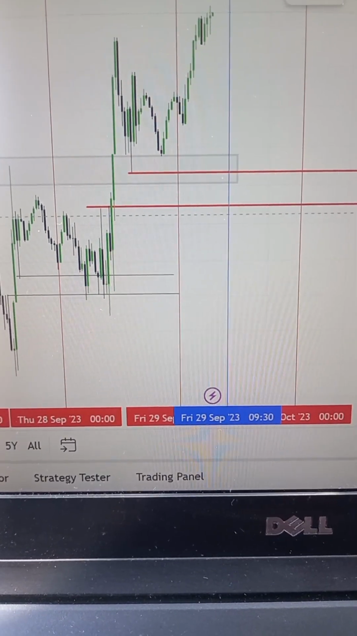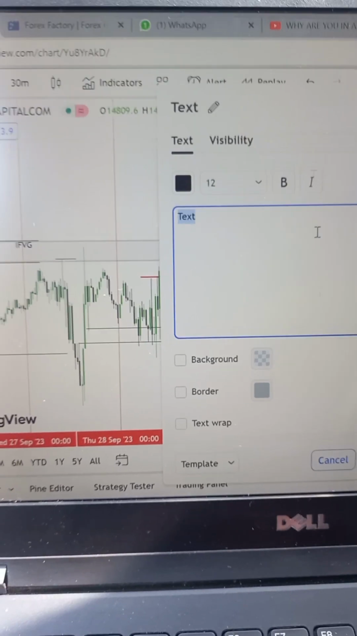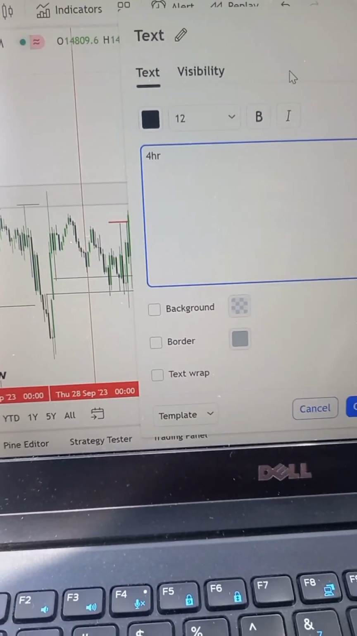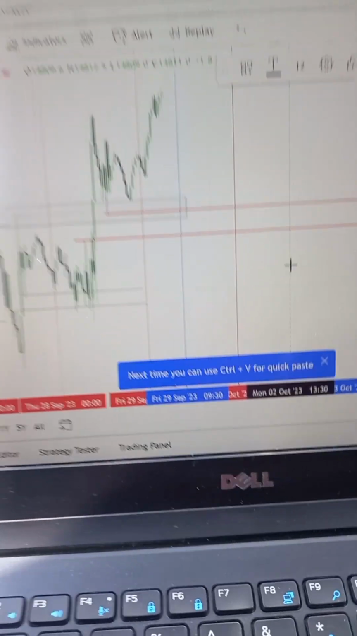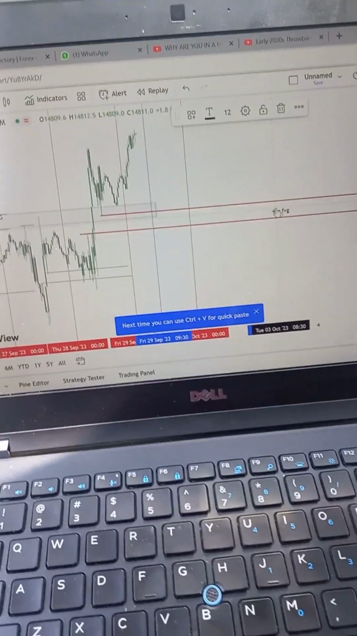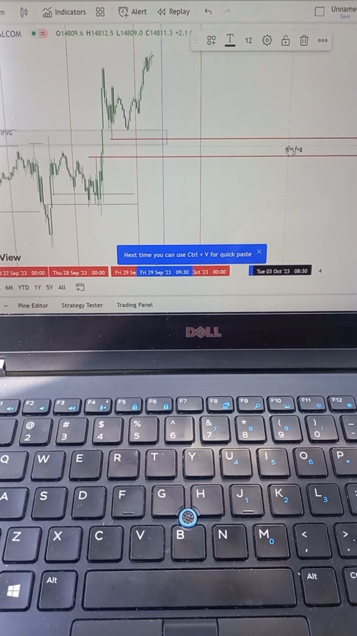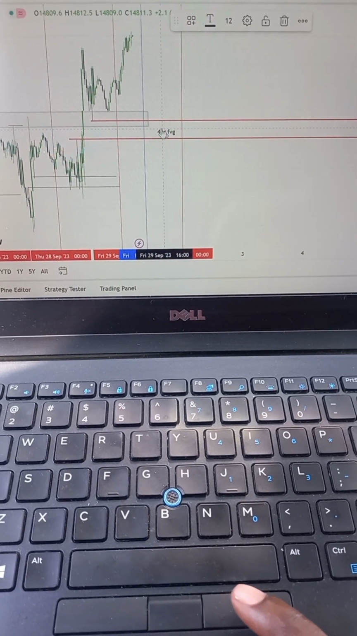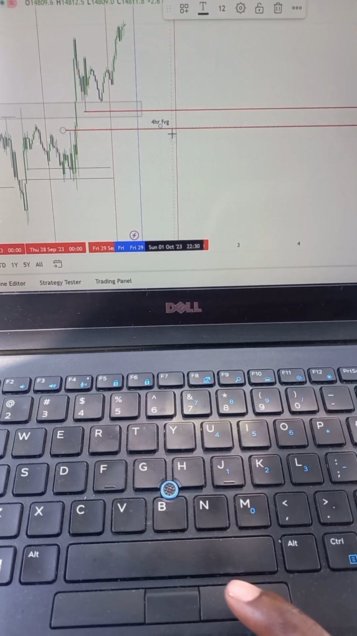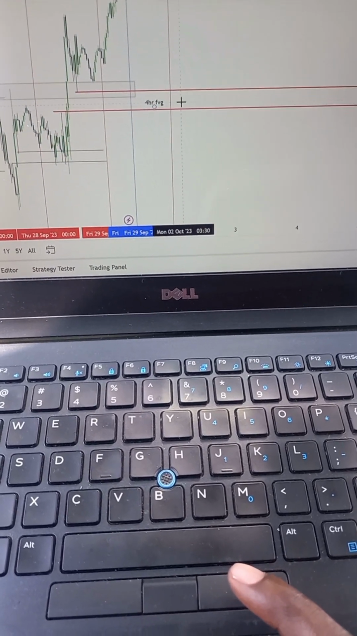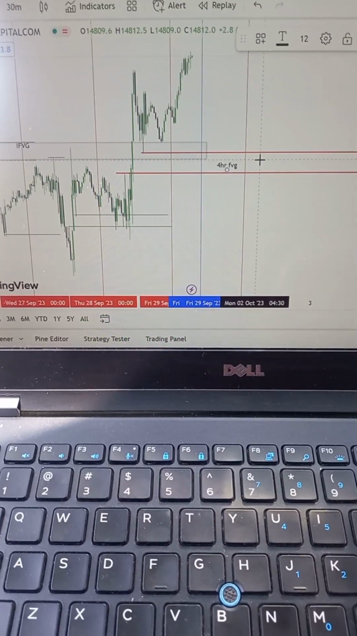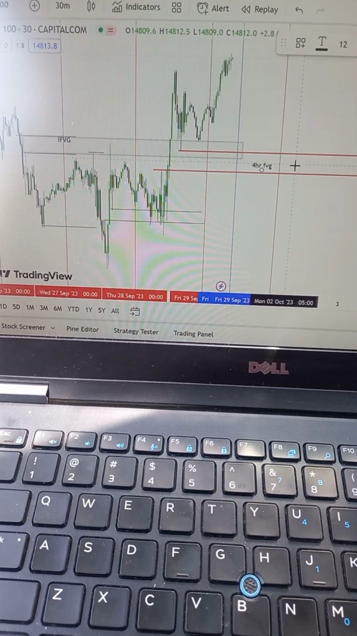Let's highlight it. Let's call it 4-hour fair value gap, so that we can remember 4-hour FVG. So this is the 4-hour fair value gap. It's defined by these two big red lines, this one and this one. This is the upper part of the fair value gap. This is the lower part. Half of it is consequent encroachment, as ICT teaches it.